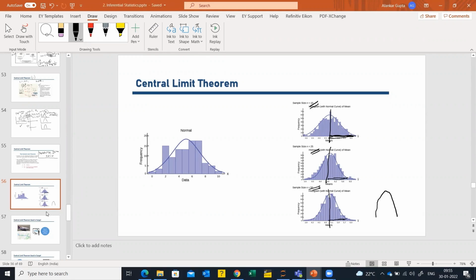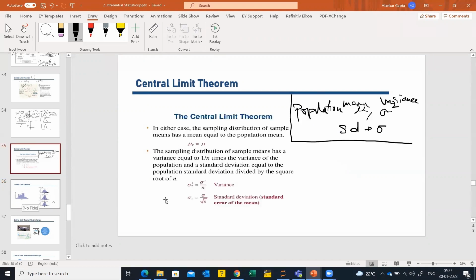Right? Any question? I'll come back to this slide again to explain this.